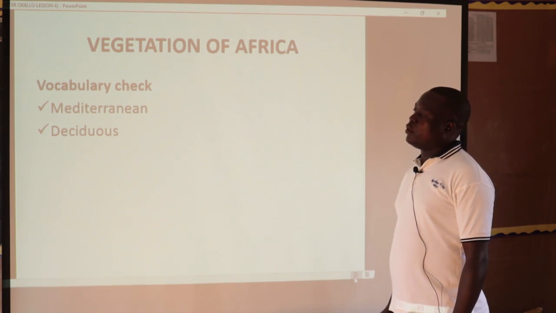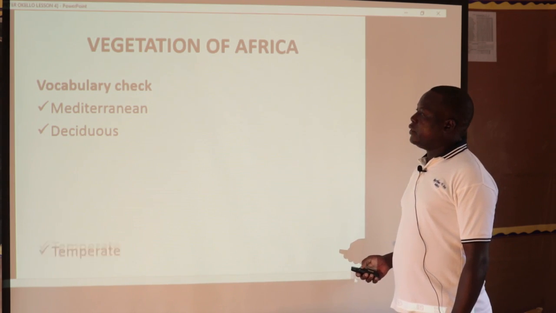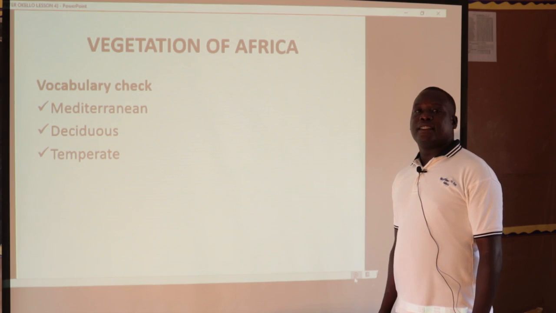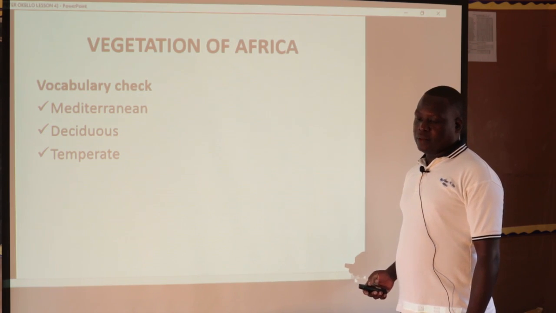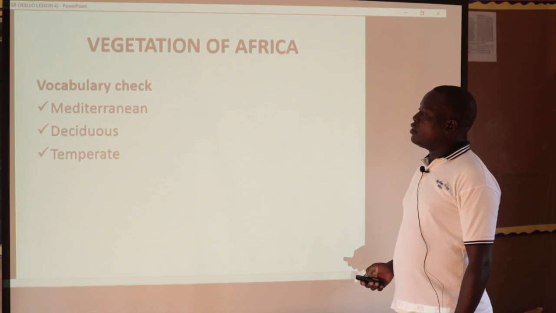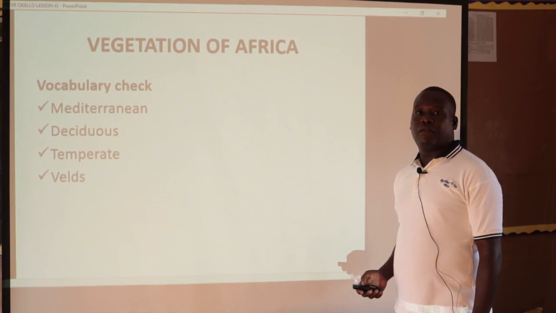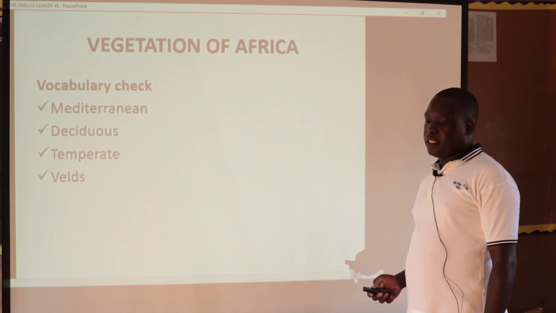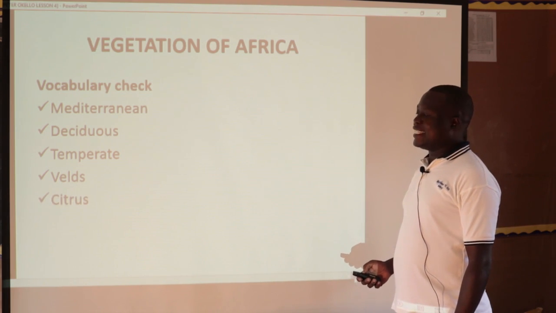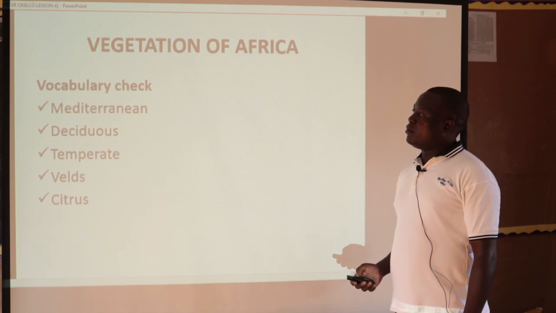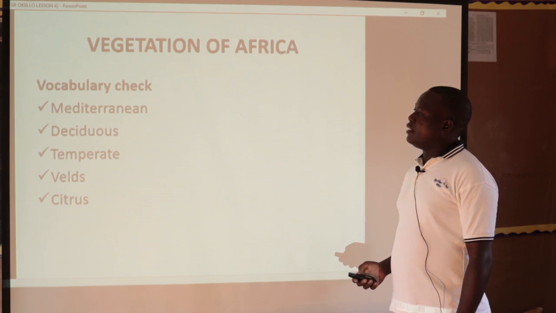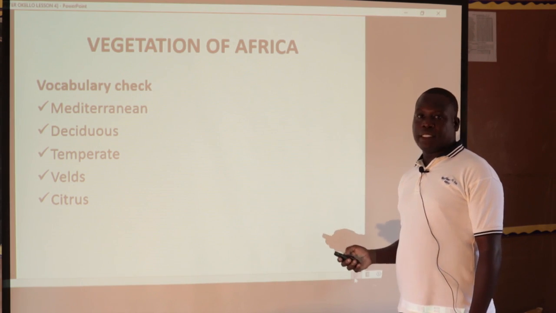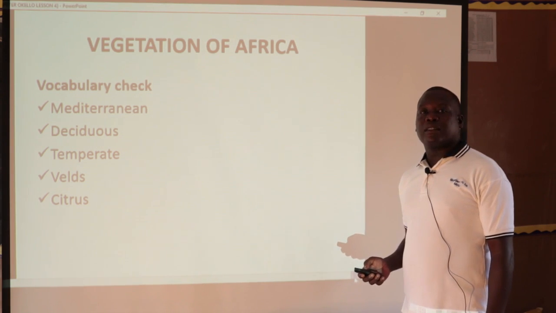D-U, that's where the problem sometimes comes. So check it well. Word 3, we have temperate. Temperate, as you can see from there. Word 4, we have velds. Velds, that's the correct spelling. Word 5 is citrus. So you can check the one you have passed, that's good, and the one that you have not passed, you can correct it from there.